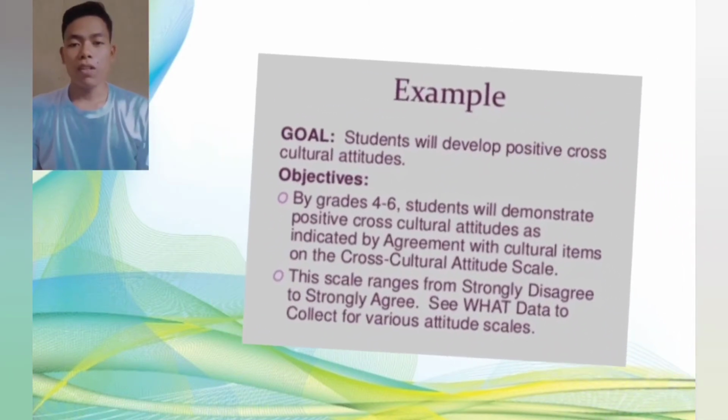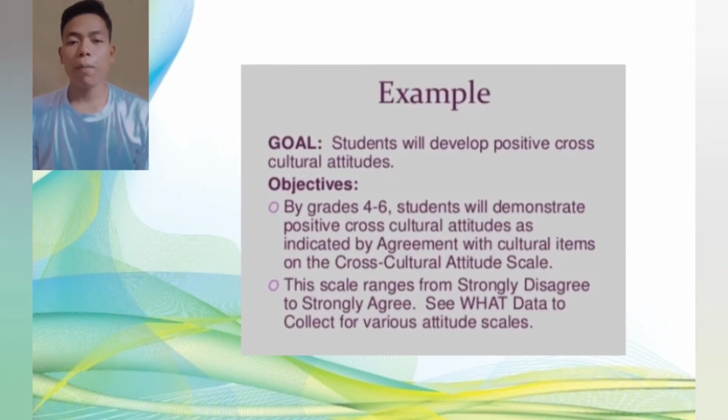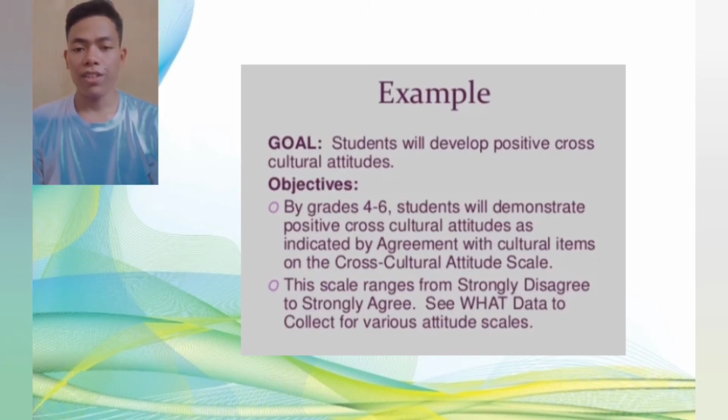For example, the goal: students will develop positive cross-cultural attitudes. So the objective: by grades 4 to 6, students will demonstrate positive cross-cultural attitudes as indicated by agreement with cultural items on the cross-cultural attitudes scale. This scale ranges from strongly disagree to strongly agree. See what data to collect for various attitude scales.